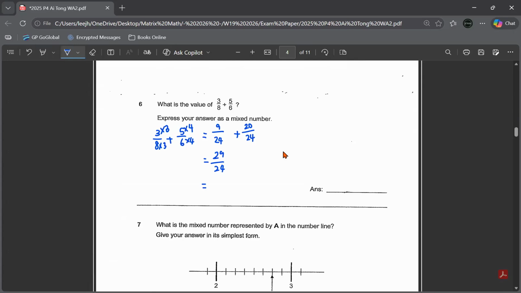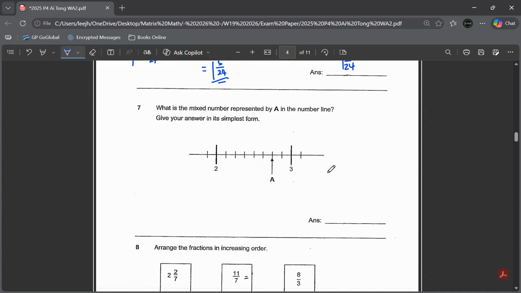So for a mixed number, one whole depends on your denominator. This is 24, which means one whole equals 24 over 24. But we have 29, which means there's another remaining 5 over 24. So your mixed number will be 1 whole 5 over 24. This is already simplified. There is no way to simplify it further. So your answer will be 1 whole 5 over 24.